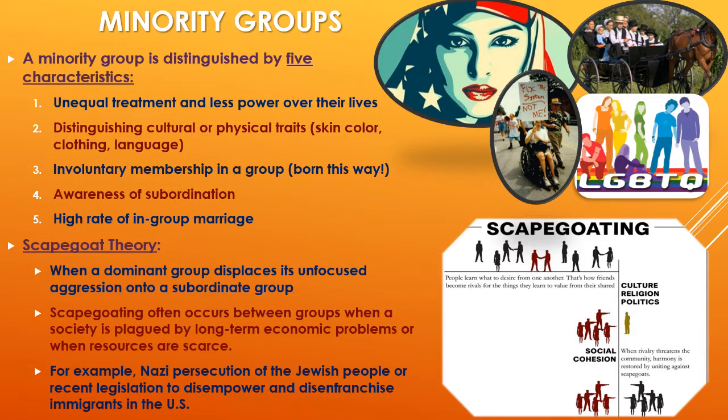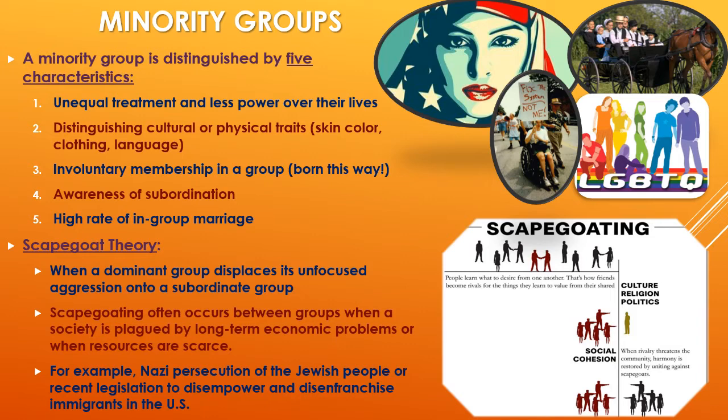So generally, there are 5 characteristics that apply to minority groups. Number 1 is the unequal treatment and having less power over their lives than the dominant group does. Number 2 is distinguishing cultural or physical traits, so skin color, clothing, language. Number 3 is involuntary membership in a group. In other words, they were born that way.